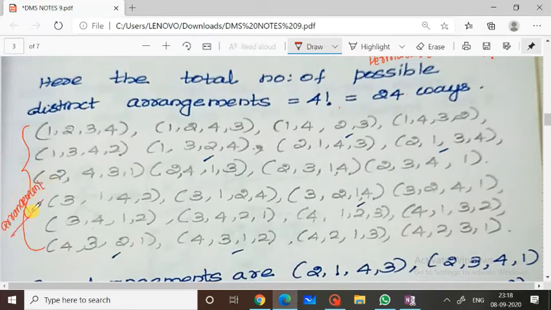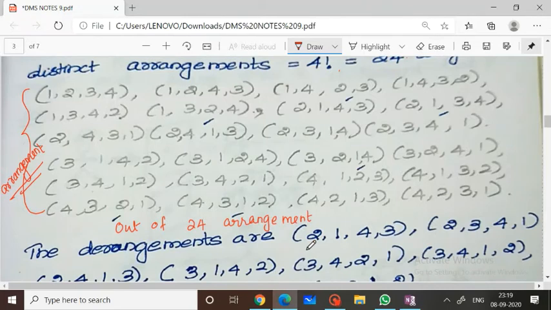Now out of this 24 arrangements, I have to find out the derangements. Can you understand this? So here we are going to get the derangements from this. So 4 factorial equal to, I don't know how many derangements will be here. I don't know that, but what I am doing is, I am going to cross check all the values.